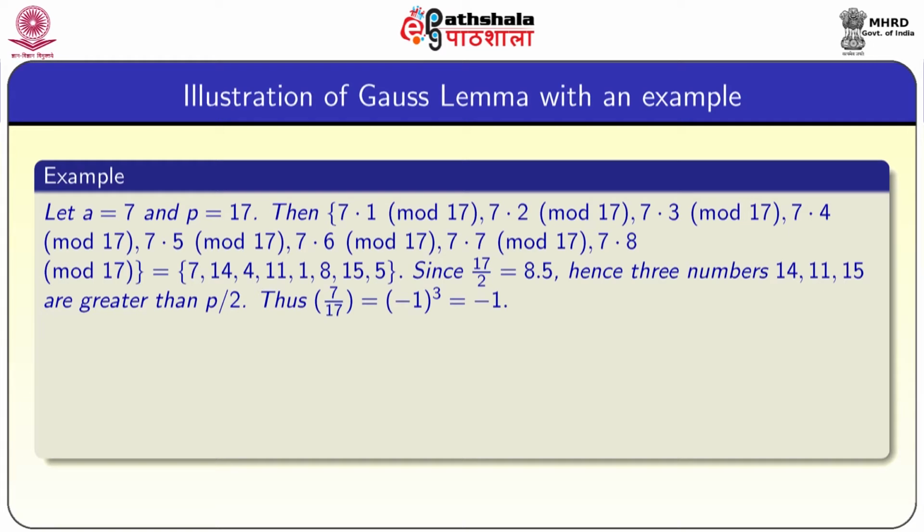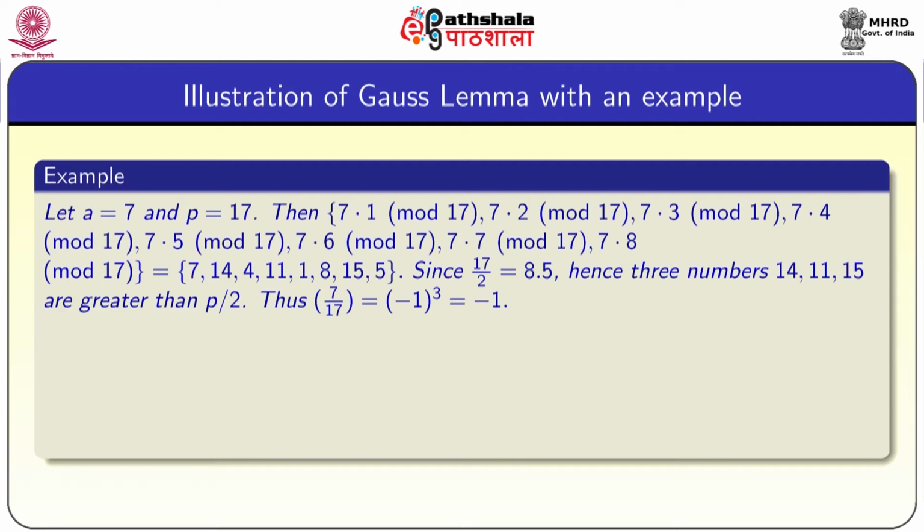So, in Gauss lemma we are looking for n. n is the number of residues or remainders which are greater than p/2. In this case there are only 3. So, the Legendre symbol (7/17) is equal to (minus 1) whole power 3, which is equal to minus 1. That means that 7 is not a quadratic residue mod 17.